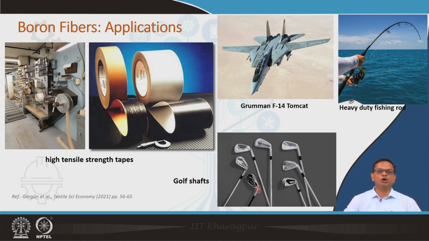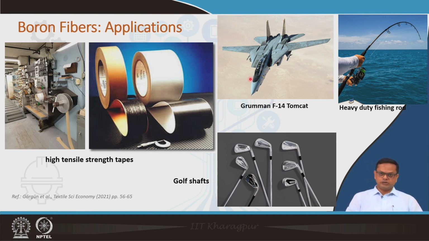For example, golf shafts. The shafts are reinforced with boron fibers because of their high modulus, high stiffness. Similarly, for fishing rods, you need very high stiffness and high resilience. Again, when you need heavy duty fishing rods, boron fibers are used. Obviously, in the aerospace industry, where again you need very high strength and modulus, boron fibers are used.